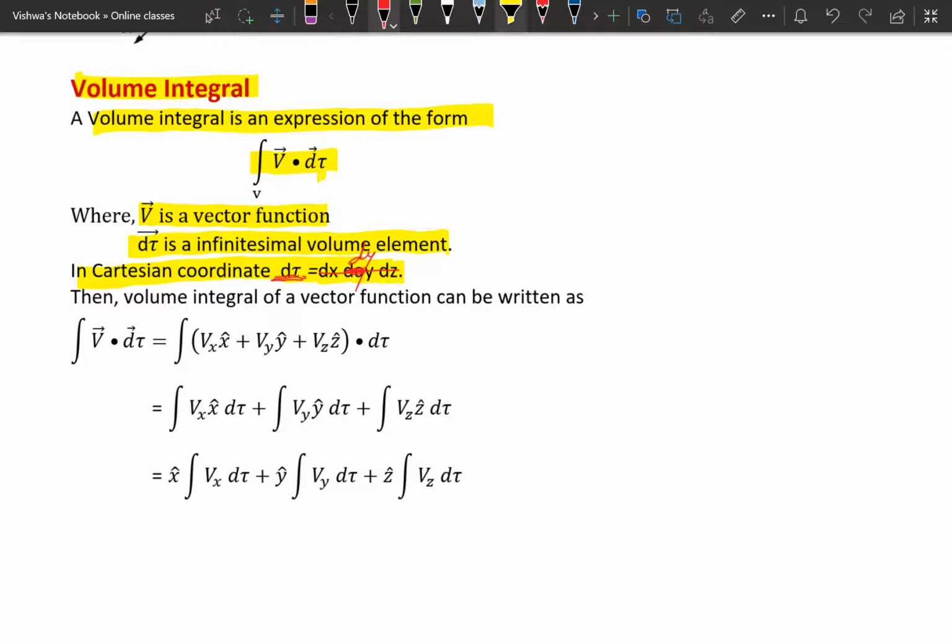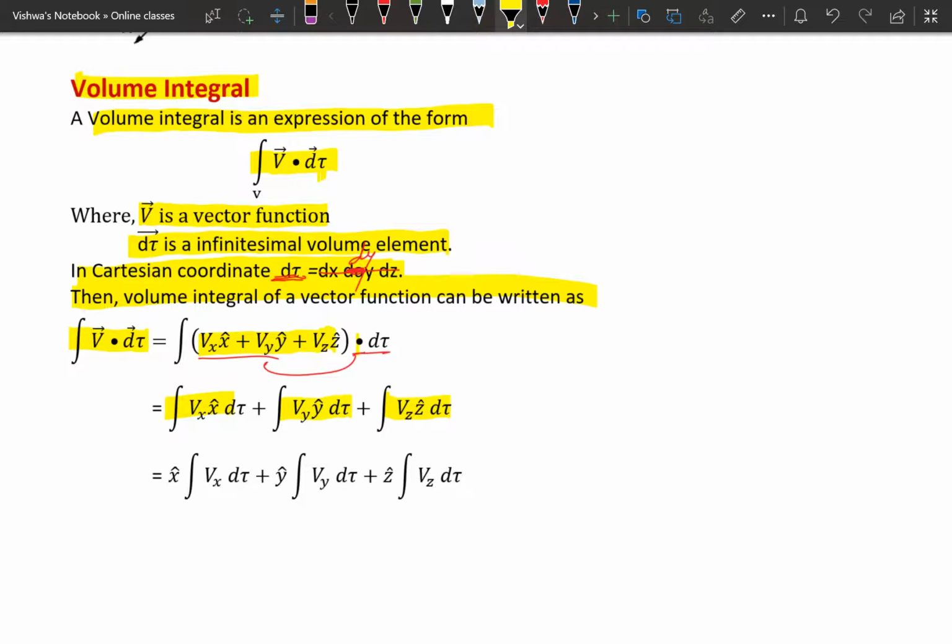Then we can write the volume integral of a vector function as integral of v d tau. v is a vector function. In component form, we can write that vector function as vx x cap, vy y cap, and vz z cap, into d tau. Now we have to integrate each term with d tau. For that, write separate integrals: vx x cap d tau, vy y cap d tau, and vz z cap d tau.